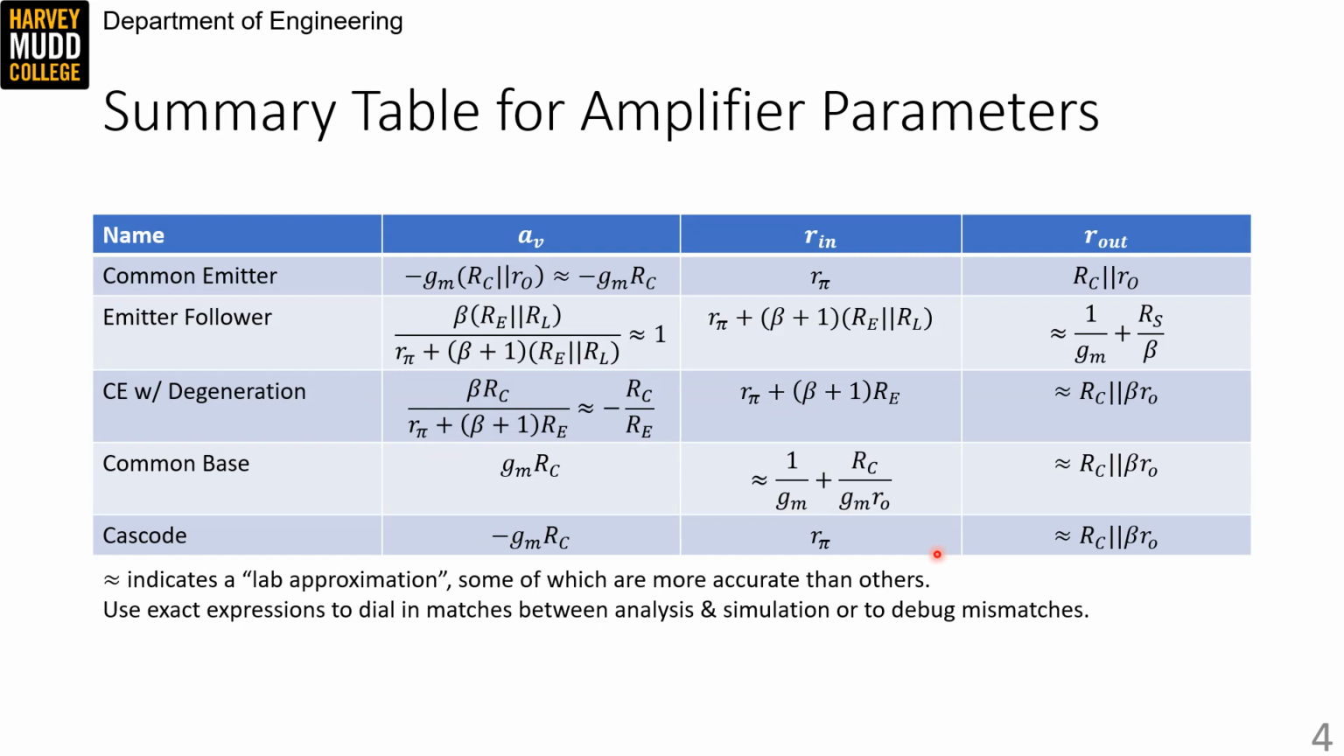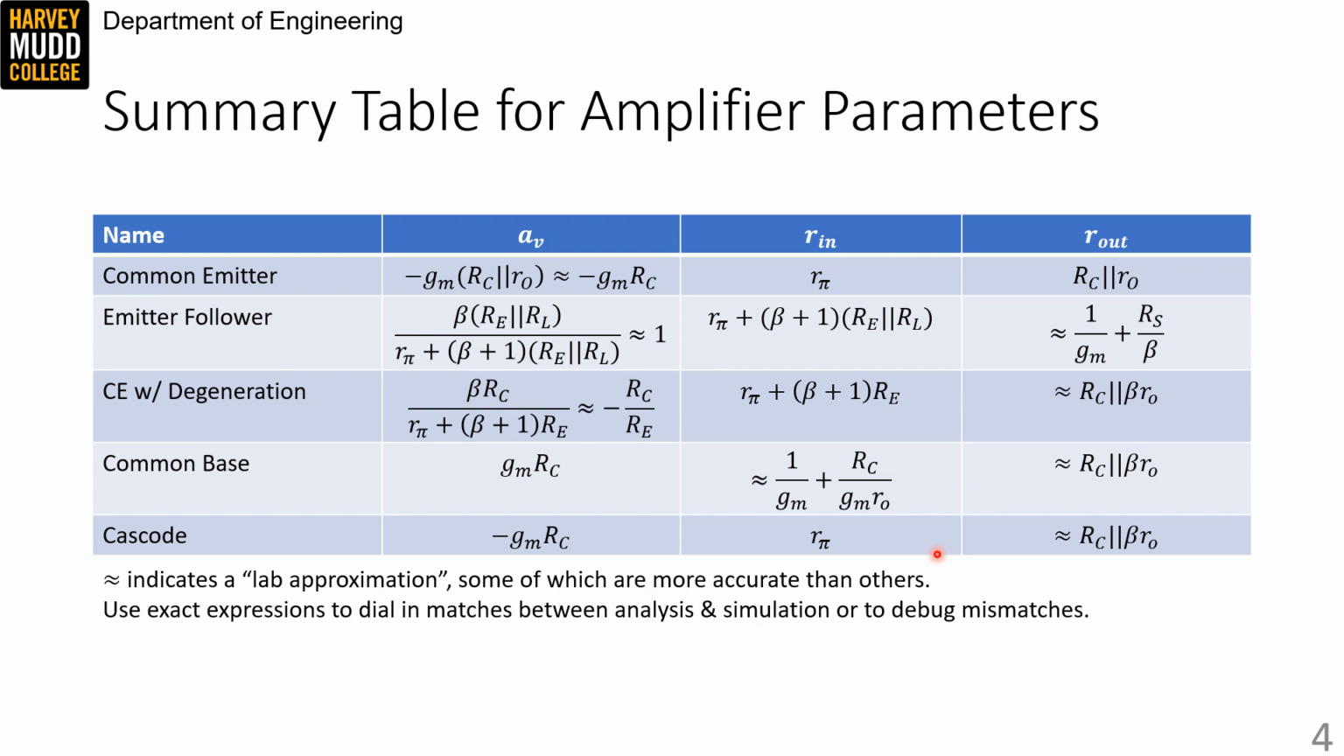However, you don't need to wait for the handout to see a table summarizing what we know about single-stage amplifiers, because I've also included it here. Each cell contains a model for one amplifier parameter, and that model often contains a lab approximation, which is a simplification of the full model. The lab approximations are great design tools, but if you're trying to get an analysis exactly right or debug a discrepancy in your model, then you should use an exact model.